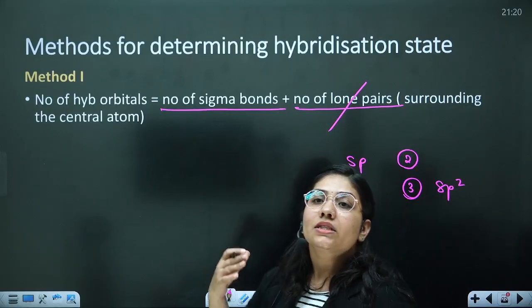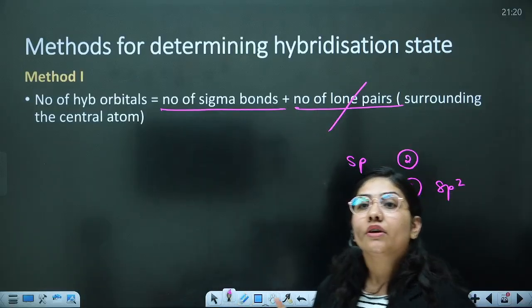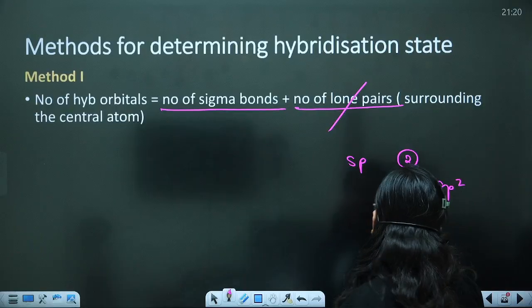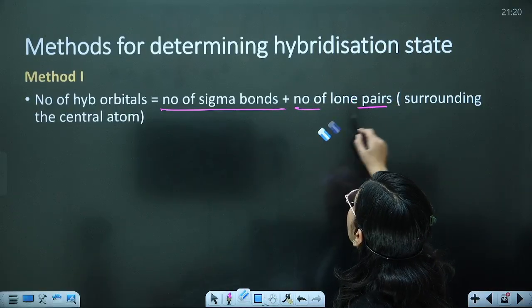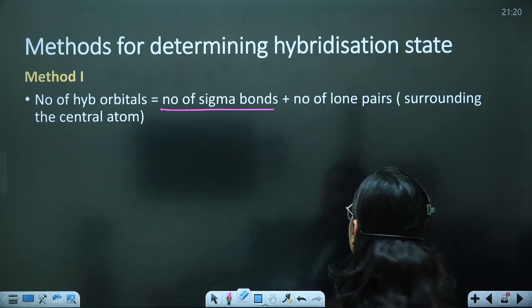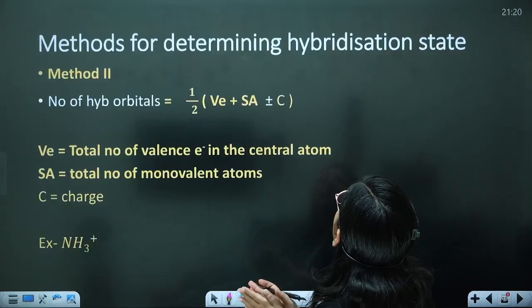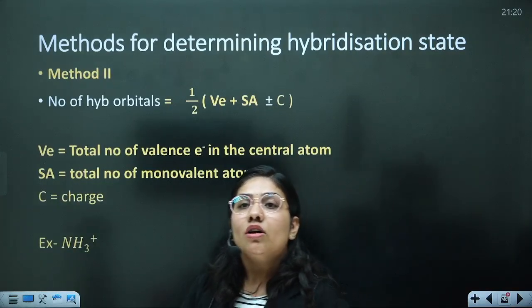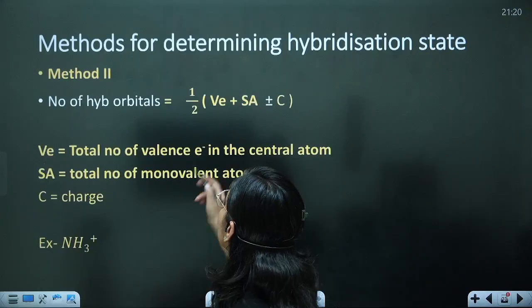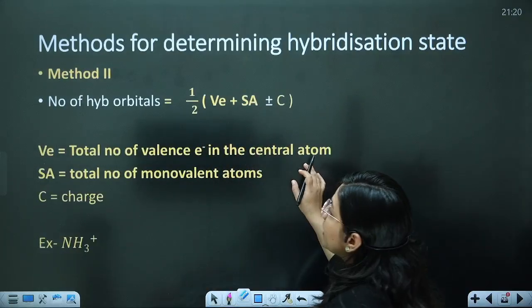Just like that, we will see the number of sigma bonds and go on if there are only sigma bonds. But if there are lone pairs present, then we will use the whole formula. Come to the next, methods for determining hybridization state. Method 2: the number of hybrid orbitals equals half of the valence electrons in the central atom.